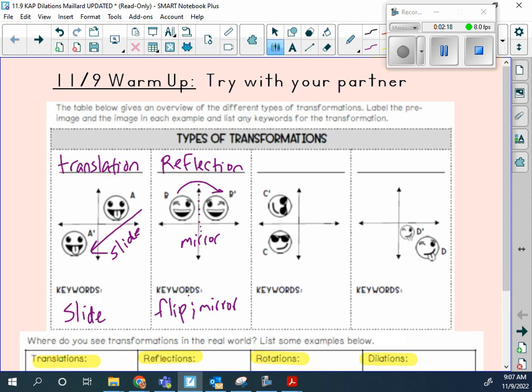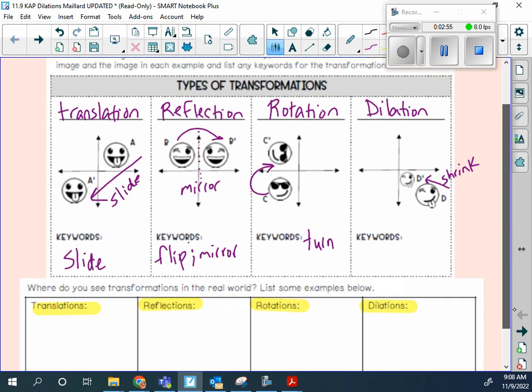Now let's look at what happened here. From C to C prime, it went like this. So my arrow turned, right? And what was that? Rotation. Okay, and then the Brain Pop didn't talk about this last one, but what did it do? It shrunk, right? So what would that be? A dilation. All right, it's a dilation.